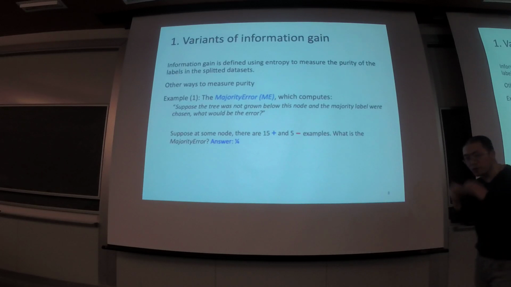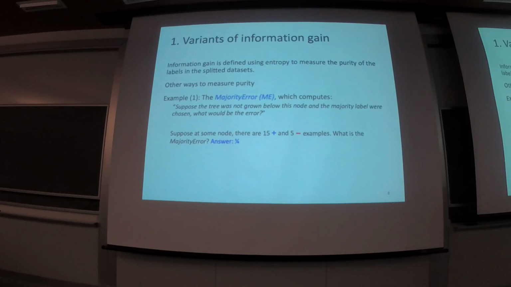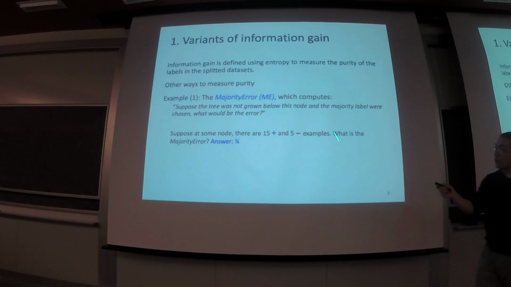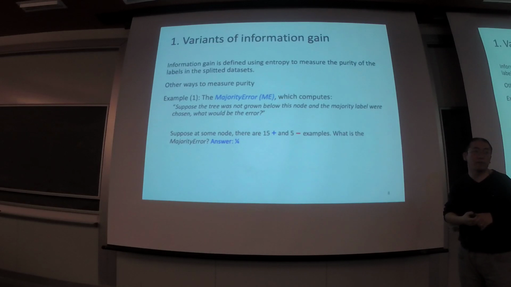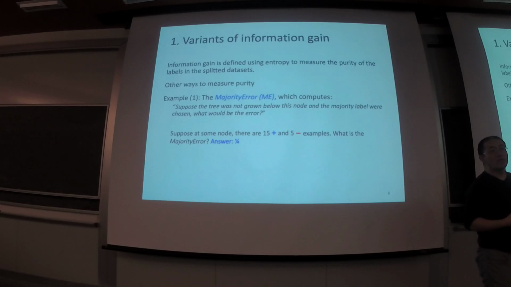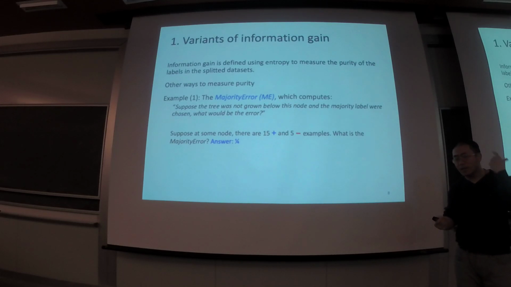To see this, we can consider two extreme cases. First, suppose the 20 examples are all positive. What is the majority error? 0, right? Or the 20 examples are all negative. What is the majority error? 0, right? Majority error is always non-negative. That's for sure, and 0 means it reaches the minimum. So when all the examples are positive or all the examples are negative, it indicates that we reach the maximum purity, right?